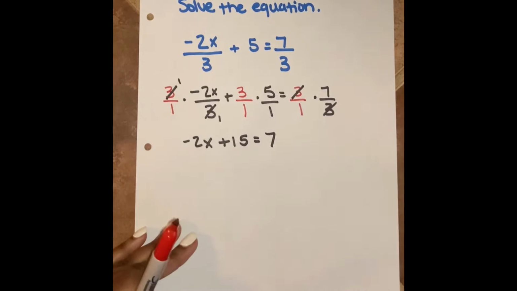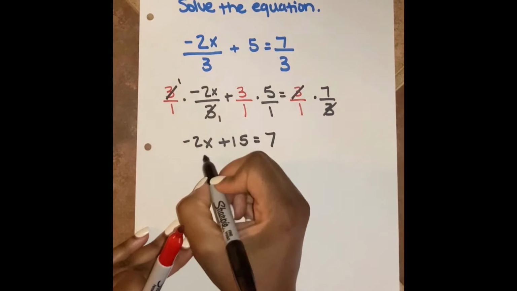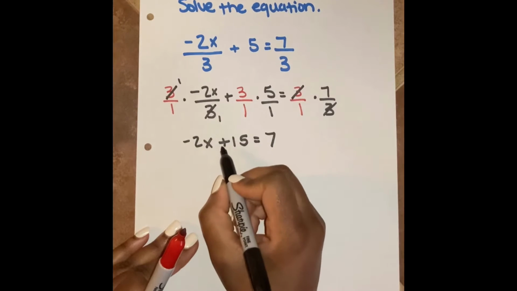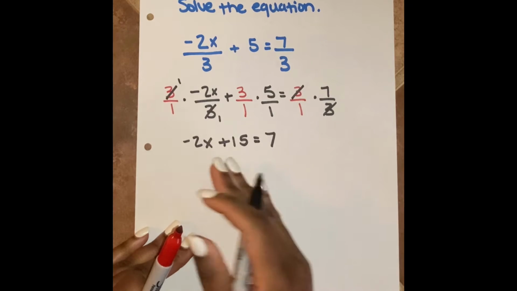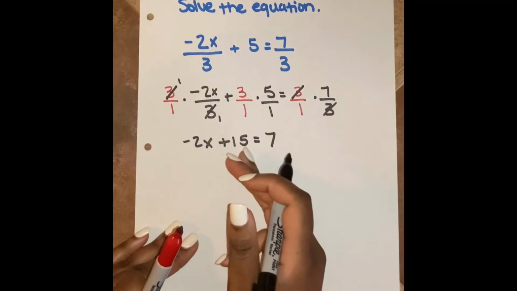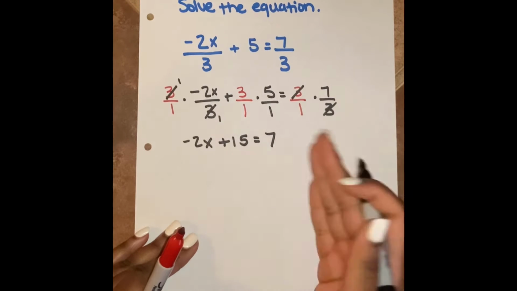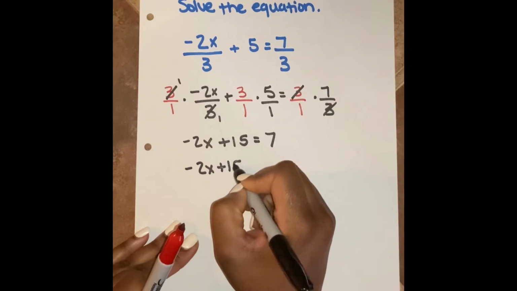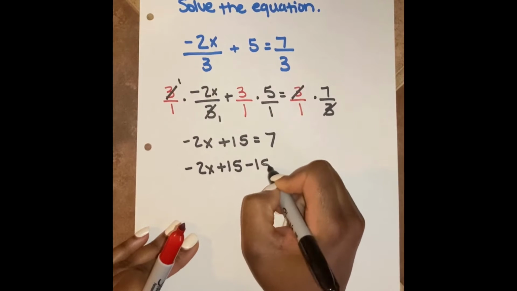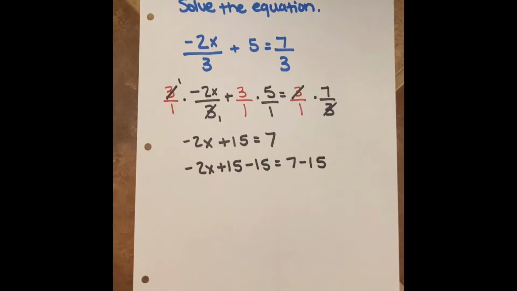So now this is so much easier to work with. Now we've gotten rid of our fractions. So now we just do simple arithmetic and we solve for x. We see that we have negative 2x plus 15 is equal to 7. So we have to get x by itself. In order to do that, we're going to subtract 15 from the left side of our equation. But what we do to one side of the equation, we have to do to the other. So we have negative 2x plus 15 minus 15 is equal to 7 minus 15.